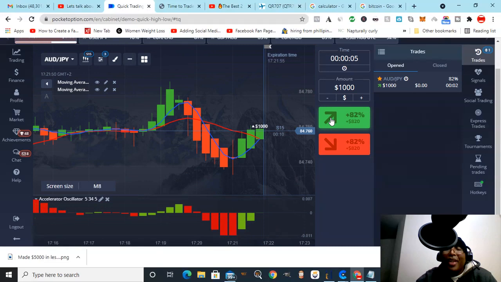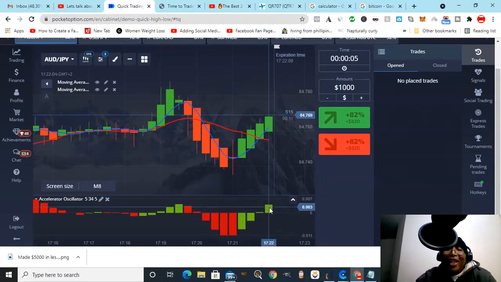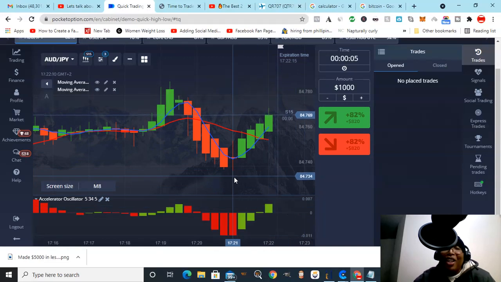Guys, you see what I'm talking about? Okay, so now the candles on the accelerator oscillator are facing up. So what are we going to do, guys? We're going to take our trades in the opposite direction. Okay. This is so confusing for some of you. I can see some of you are drawing sad faces on the chat box. It should not be confusing.